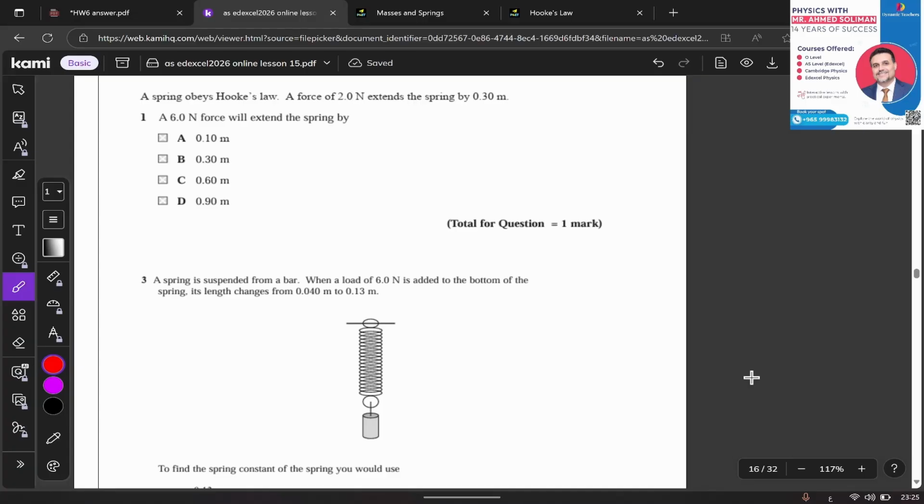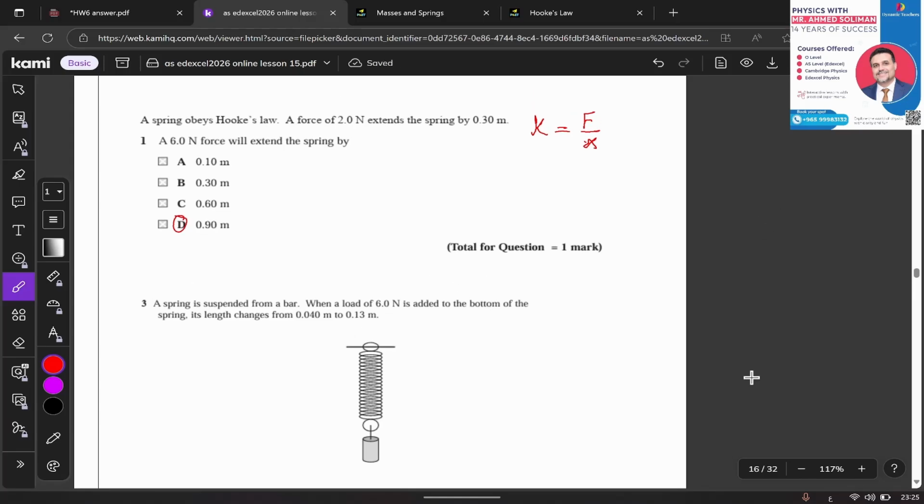Well, we could first find the spring constant, which is two over 0.3. And that will give you 6.7. And then we can find the extension, which is 6 divided by the spring constant. So what is the correct answer? 0.9. So D.